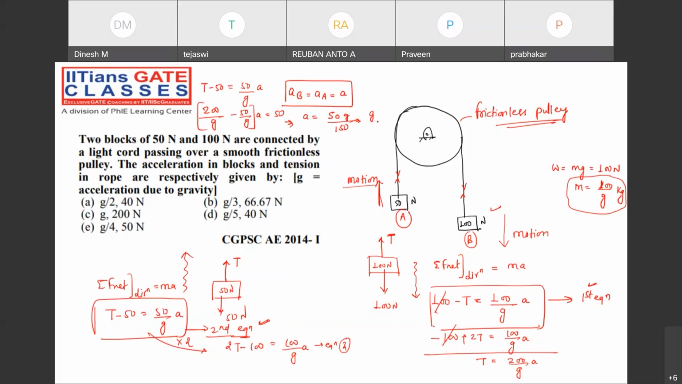Then what are you calculating? g by 3. Once you get g by 3, what about the tension? 200 by g into g by 3, that is 66.67 Newton. Please check it out. All of you, are you understanding my point or not?